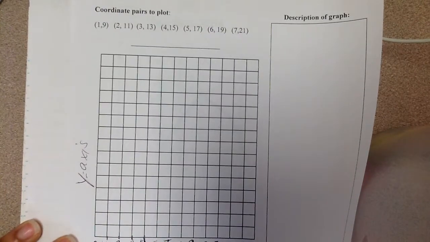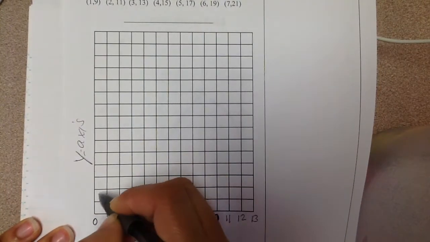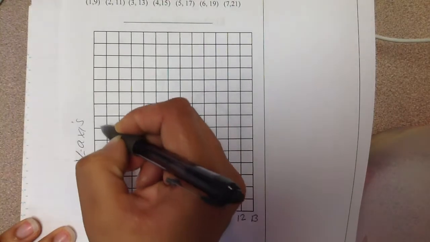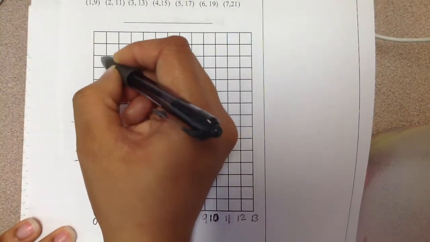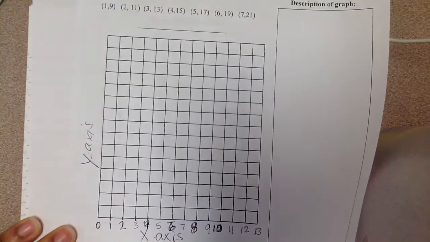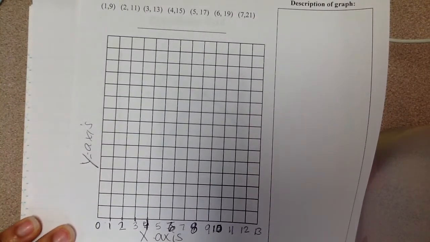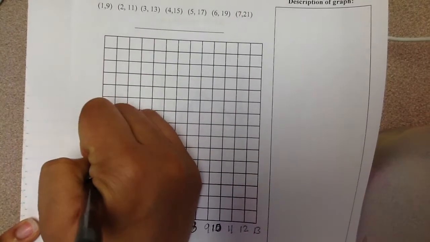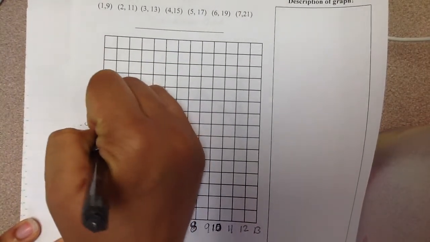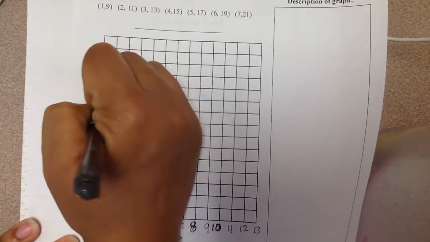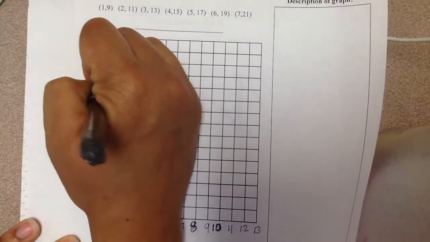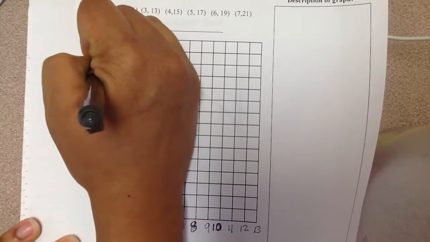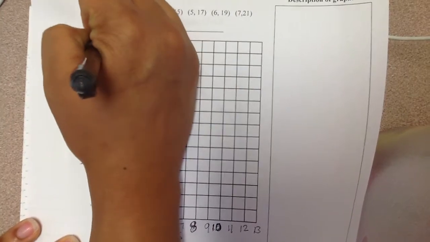Okay, over here on the side, I have to go as high as 21. And I have 1, 2, 3, 4, 5, 6, 7, 8, 9, 10, 11, 12, 13, 14, 15 spaces. So that means I could probably count by 2s over here on this side and be okay. So I'm going to count, and I'm going to say 2, 4, 6, 8, 10, 12, 14, 16, 18, 20, 22, 24, 26, 28, 30.